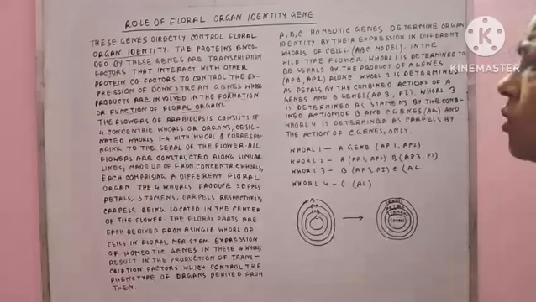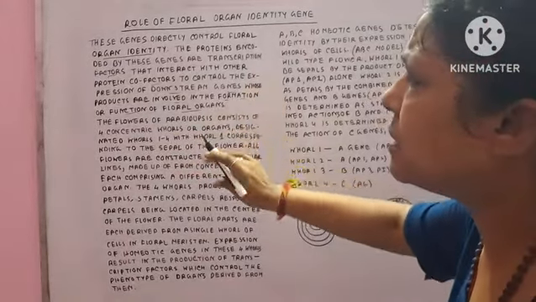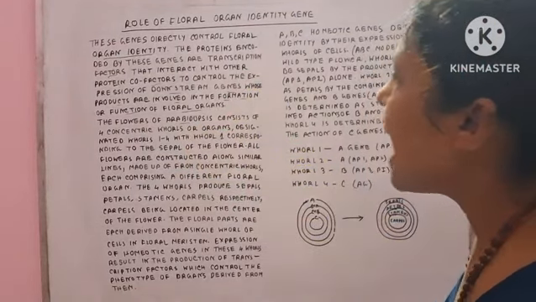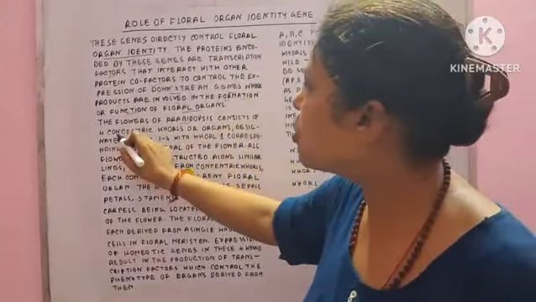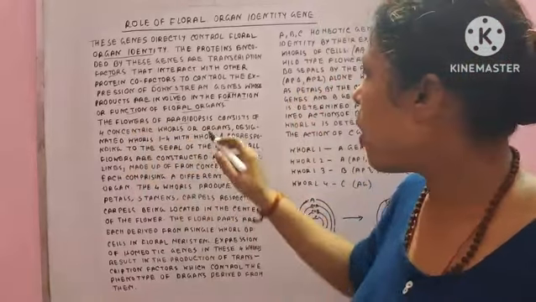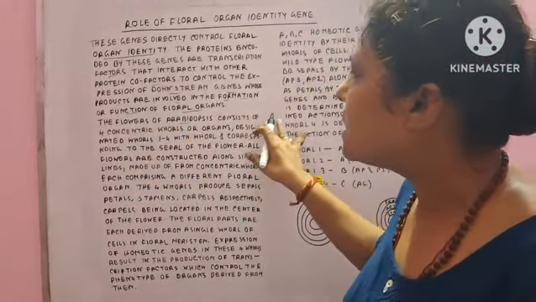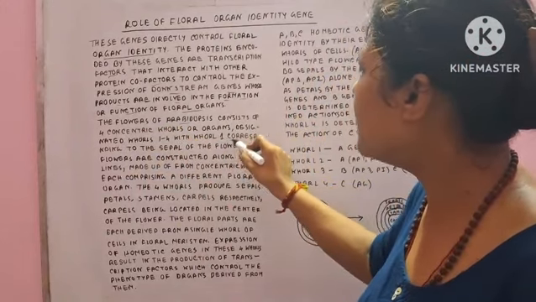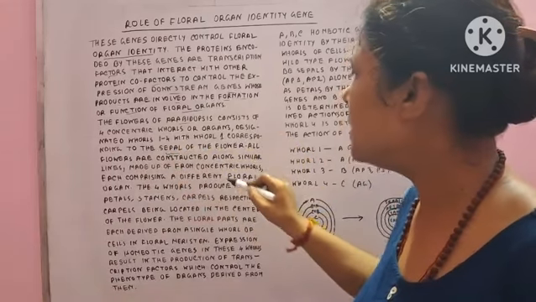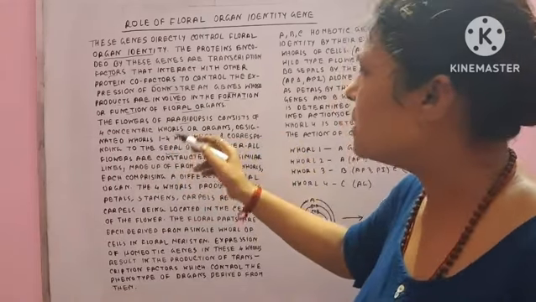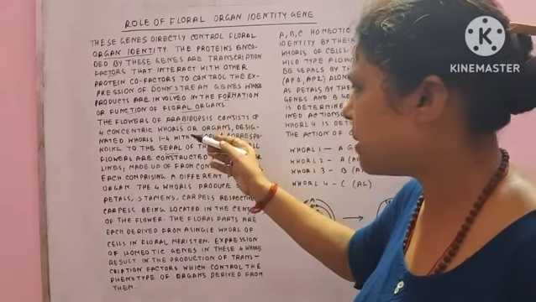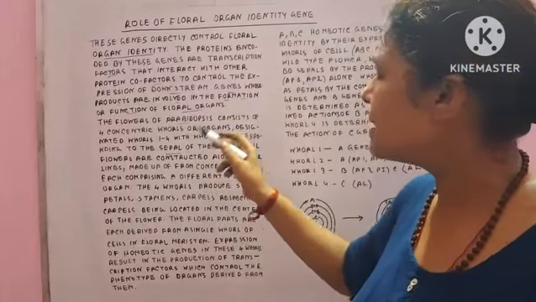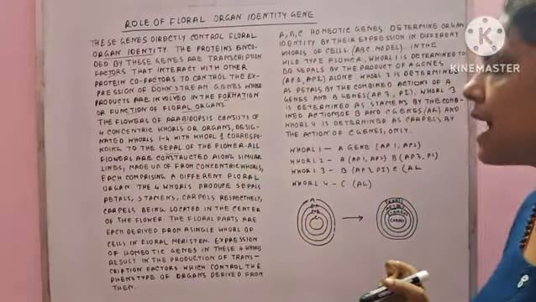Clear? Now, for the flower, one example has been taken, that is Arabidopsis. It consists of four concentric whorls, or organs. What are they? Numbers one to four: the first corresponds to the sepal, the second to the petal, the third to the stamen, and the fourth to the carpels.